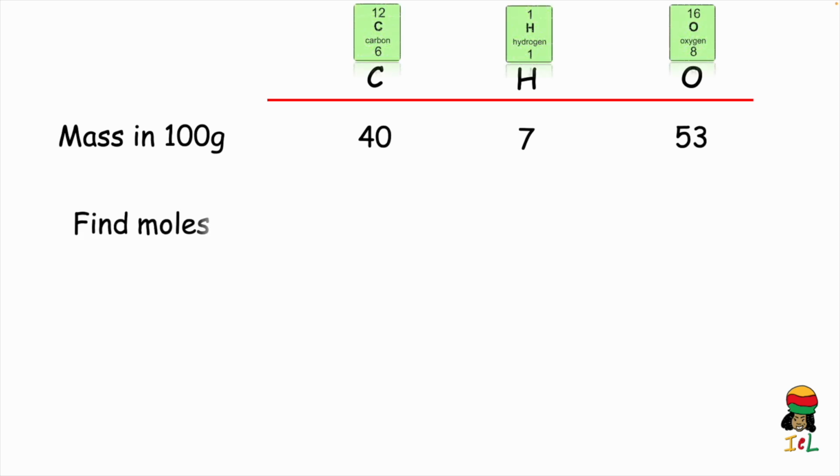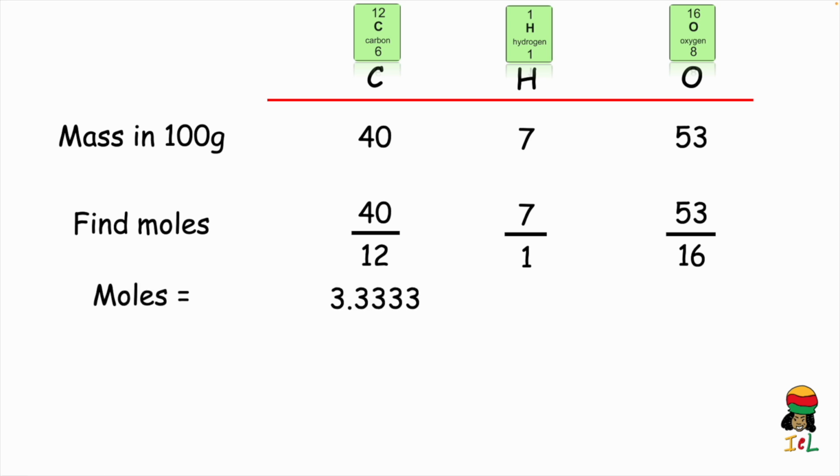The next step is to find the number of moles, and we divide the mass by its molar mass. So for carbon, 40 divided by 12, hydrogen 7 divided by 1, and oxygen 53 divided by 16. Our answers in moles become 3.333 moles for carbon, hydrogen 7 moles, oxygen 3.3125. And from here, we're going to find the molar ratio.